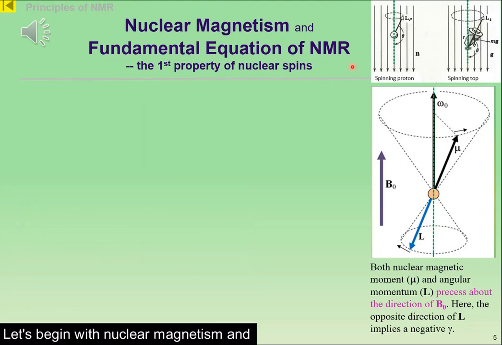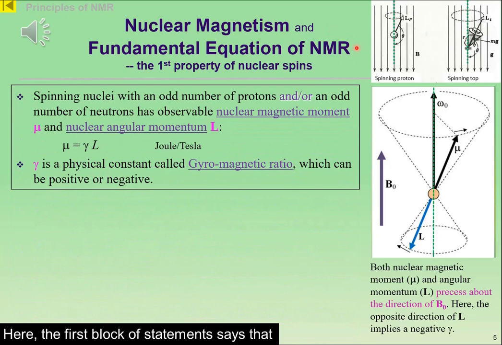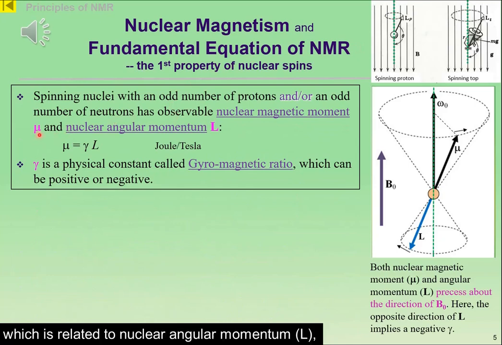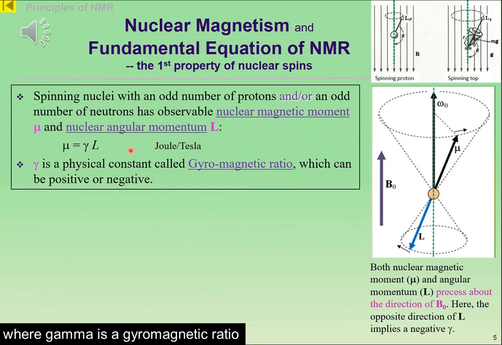Let's begin with nuclear magnetism and the fundamental equation of NMR. Here, the first block of statements says that some nuclear species have an observable nuclear magnetic moment μ, which is related to nuclear angular momentum L, where gamma is a gyromagnetic ratio that varies with species.